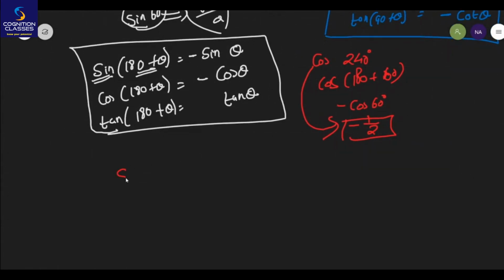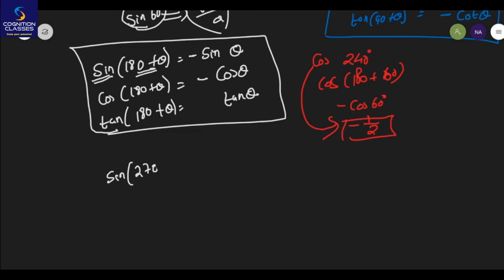After that, let's move to the next concept. Let's move to 270 degree now. So the value of sine 270, let's start with minus theta first.